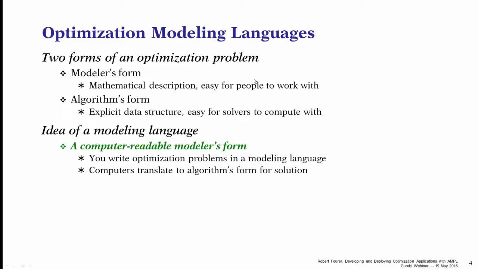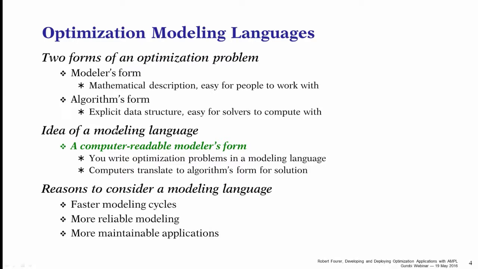So the idea of a modeling language is that it is a modeler's form, but it's writable in a way that it can be read by a computer system. You write it in a form that's natural to you, and then all the work of translating it into the data structures that Gurobi needs and so forth is taken care of automatically, as is translating the results back to a form in which you can work with the results. The reasons to consider a modeling language are it speeds up your modeling cycles, it makes your modeling more reliable, and it makes it more maintainable. All these things are due to the fact that you're working at a high level in a form that is natural for you to work with. And of course, I'll show an example of that in a few slides.